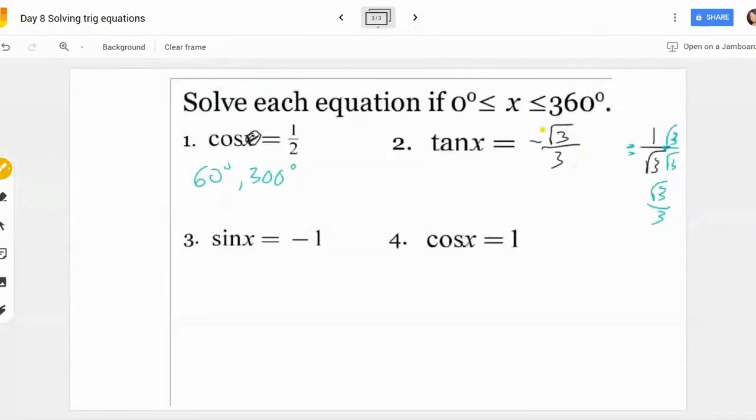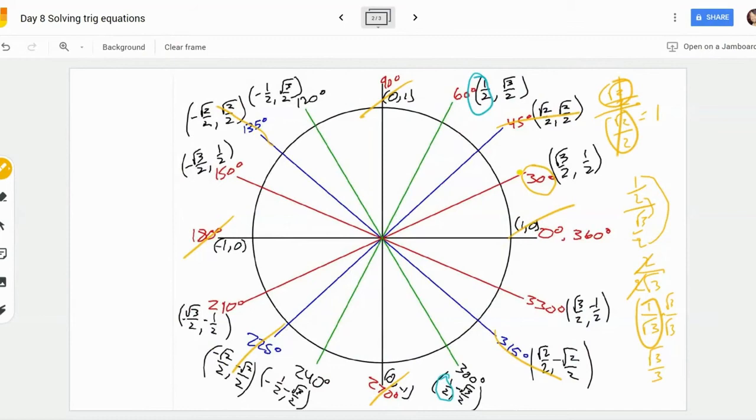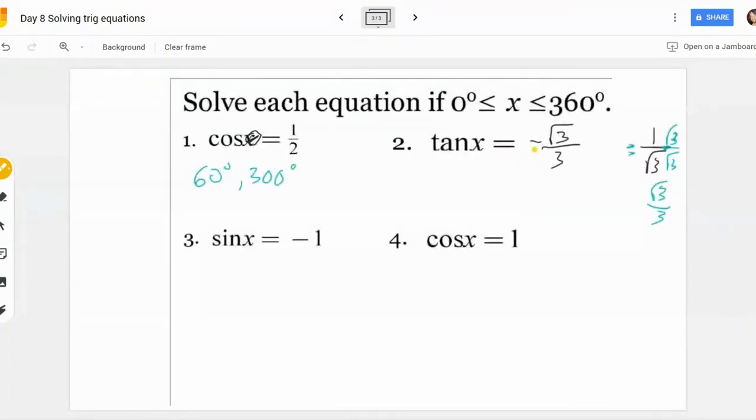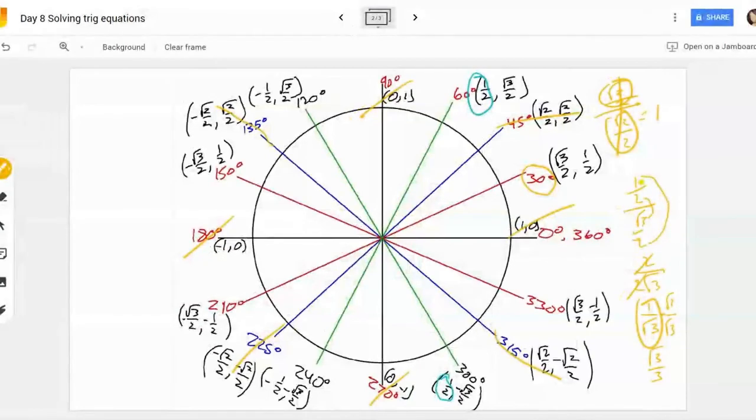So notice we have that right here. So we know the angle measurement. We really know the reference angle. It's got to be 30 because we're getting the right number. However, this is negative. So really, the only way we're going to get a negative is if either the top or the bottom is negative. Only one or the other. So 30 doesn't work. They're both positive.